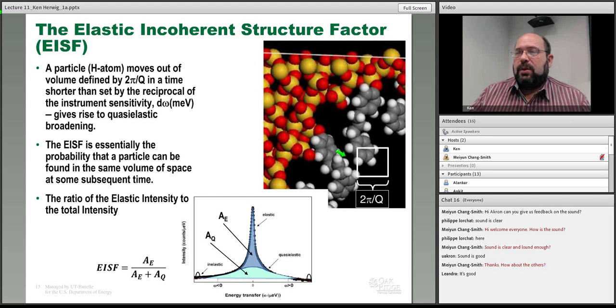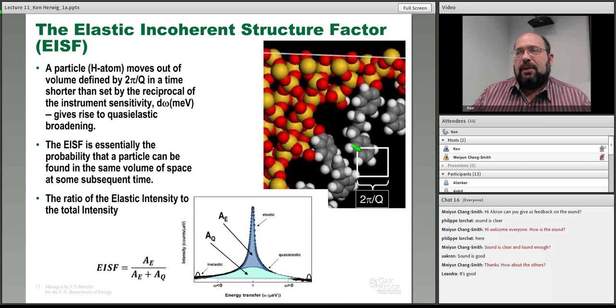And so you see that the EISF as a function of Q will decay from 1 at Q equals 0 to some other value that's determined by the probability that the particle will be in the box at higher Q. And that's determined by the geometry of the motion that you've got. And so if you predict a geometry, you calculate a model for that, you'll be able to determine what the EISF should be as you go out in Q. But it will start at 1 at Q equals 0, and then decay thereafter.